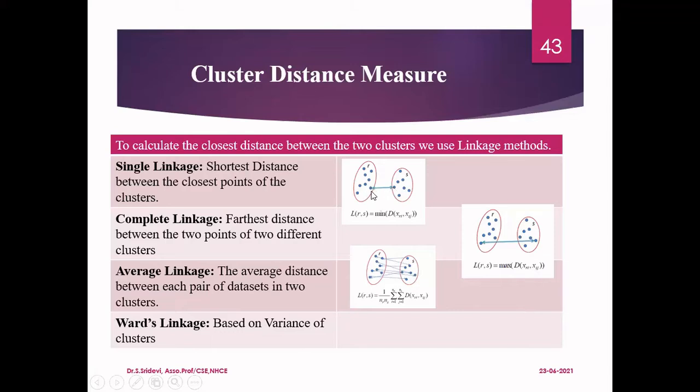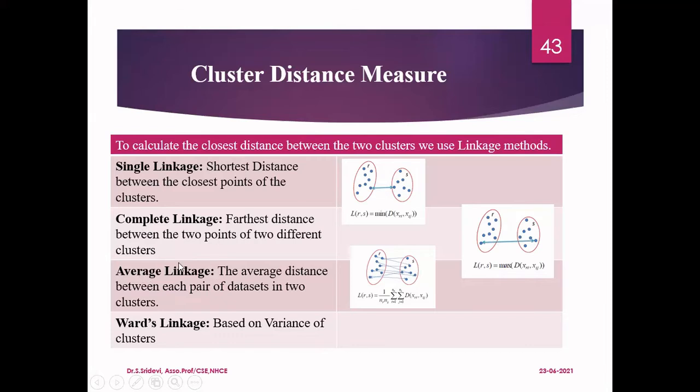So I'm going to consider this. When I do that, that is called single linkage. And the second is called complete linkage. In this, you are going to consider the farthest distance between two points of two different clusters. So in this, I'm going to consider the farthest distance. This is the farthest distance in this cluster, so I'm going to consider this for joining.